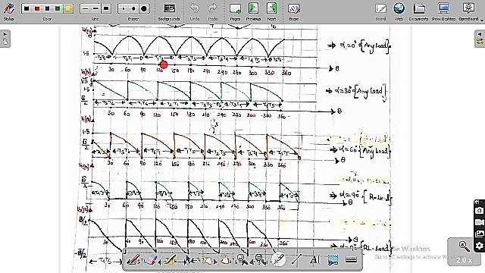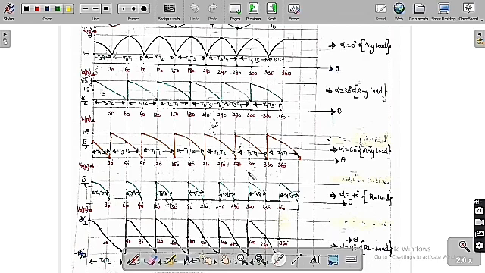So T1, T6, T1, T2, T2, T3, T3, T4, T4, T5, T5, T6. Again alpha equal to 60 means 30 plus 60, which is 90, and from 90 the same procedure follows. Based on this triggering, find the output voltage and draw the graph. You are going to get the graph in this manner. The only thing you need to remember is first to know the triggering point.